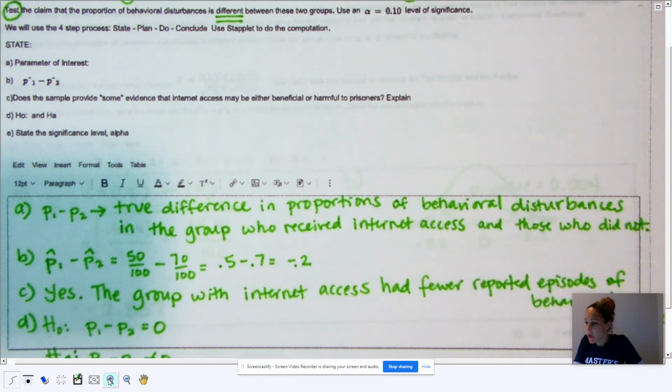And so this was the problem about the prison warden wondering if it's beneficial or harmful to give prisoners access to the internet. And so I'm assuming you already read it. We're going to jump right into the solutions here.